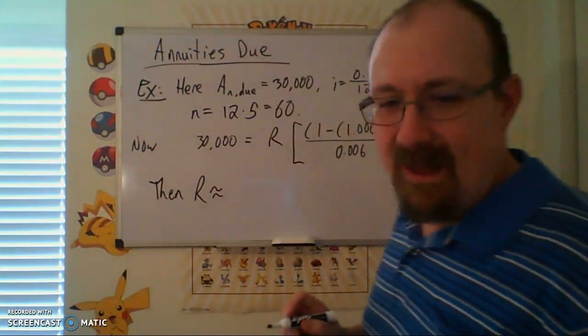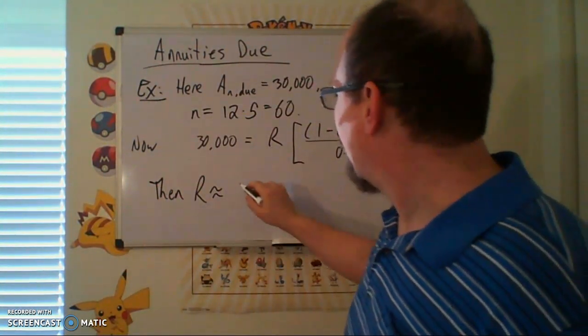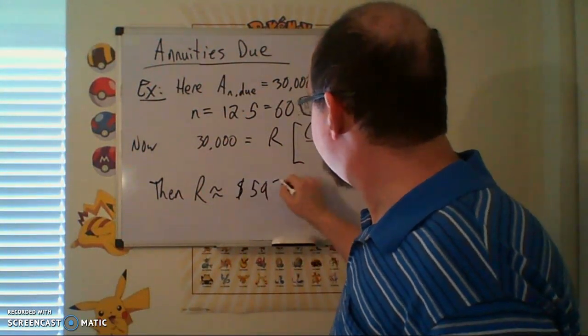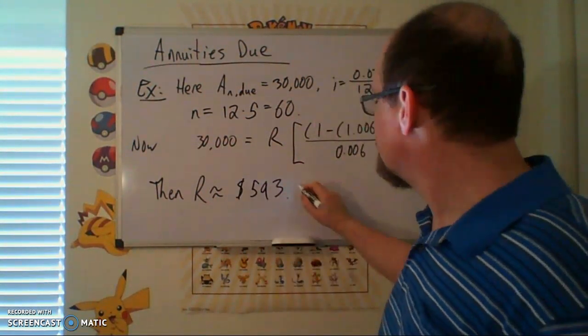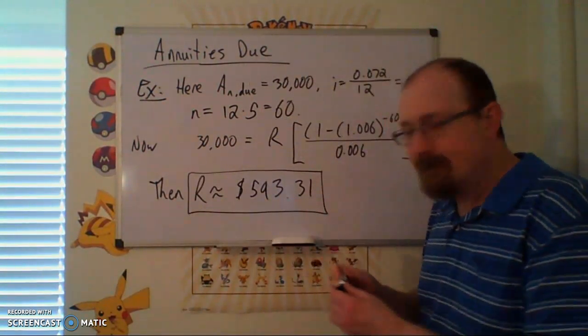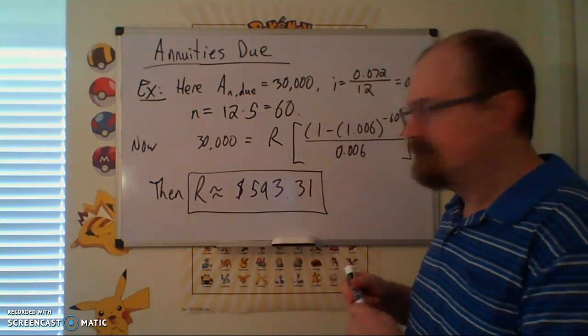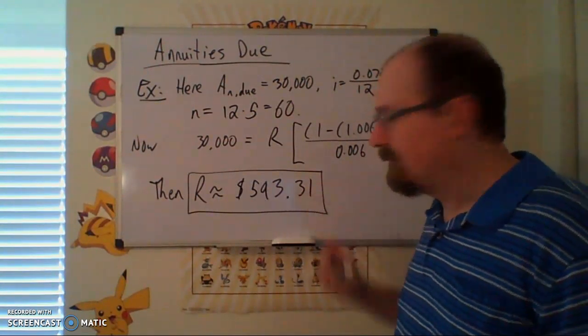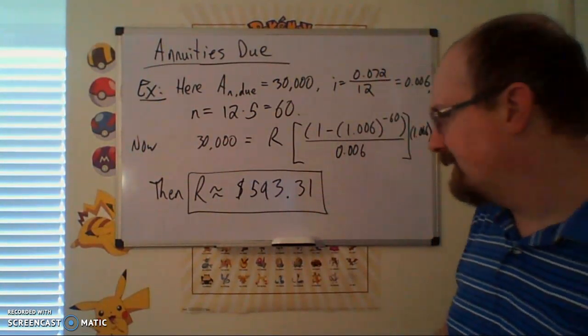So when we do that, we get the twiddly equals for R of $593.31. Okay, so my decimal point is not clear. There we go, that's a little better.